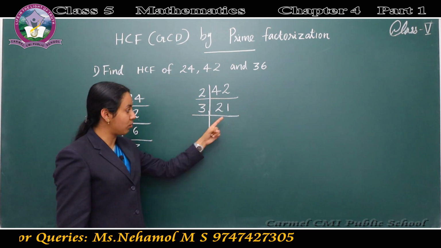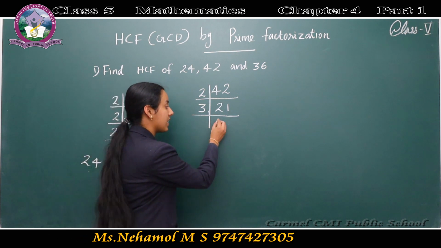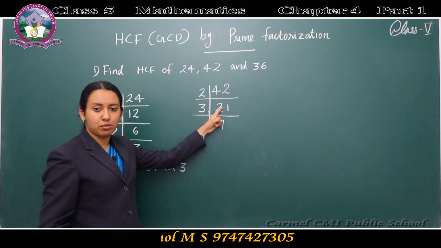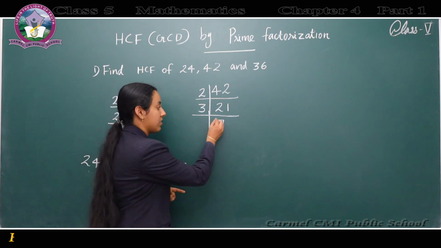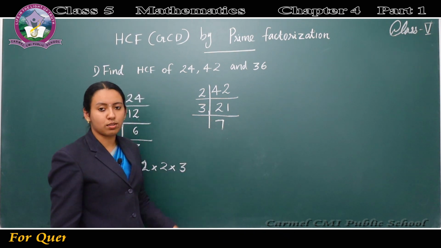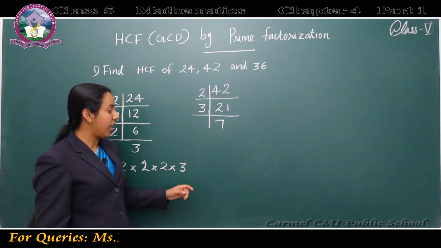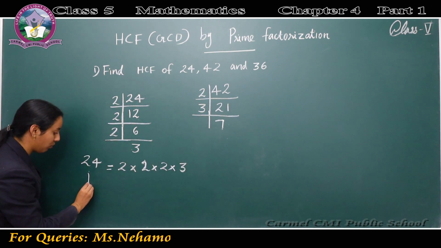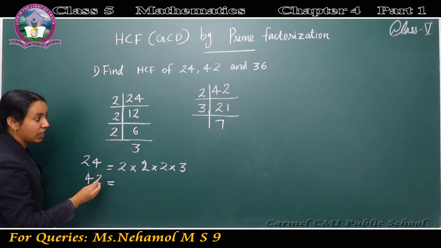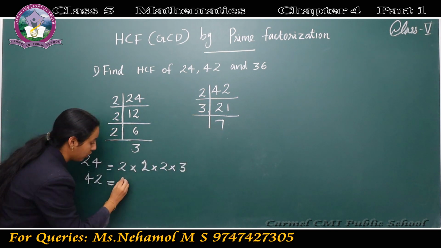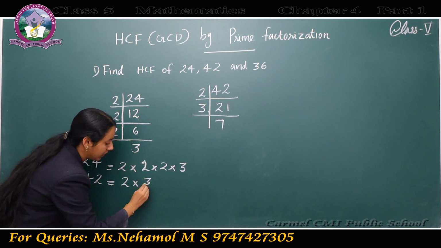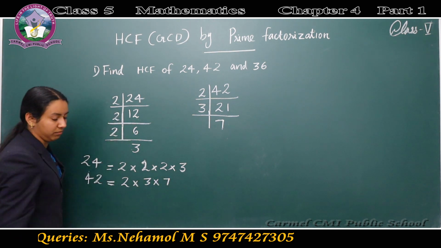21 by 3. What is 21 divided by 3? It is 7. 7 3s are 21. So, 21 divided by 3 is 7. 7 is a prime number. So, we can stop the process and we can write 42 as 42 is equal to 2 into 3 into 7.